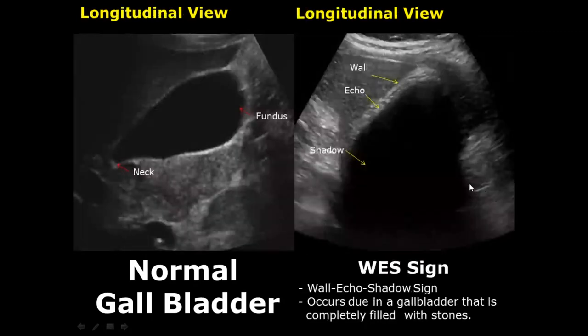The WES sign stands for wall echo shadow sign. It occurs in a gallbladder that is completely filled with stones. The first layer that we see is the gallbladder wall. It is slightly hypoechoic, followed by a hyperechoic layer, and that layer is of the stones. And behind that, or below that, is the shadowing, posterior acoustic shadowing.